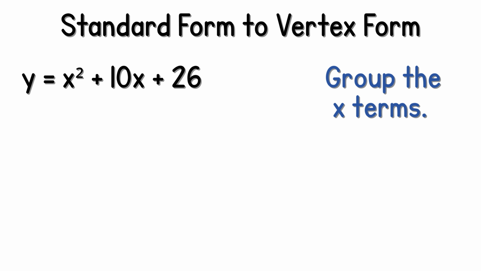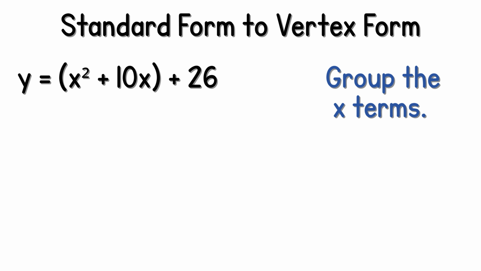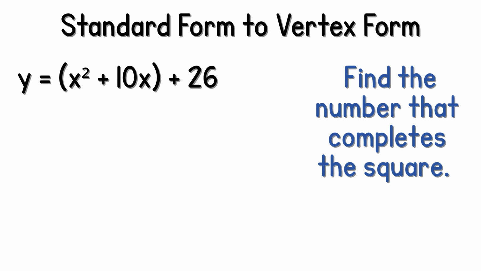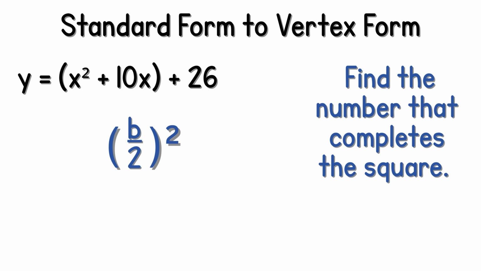Let's look at how to convert standard form to vertex form. If we have the equation y equals x squared plus 10x plus 26, which is in standard form, we're going to start by grouping the x terms. So we'll just put parentheses around those x terms. Now we're going to find the number that completes the square. So we're going to take our formula of (b divided by 2) squared and replace b with 10. 10 divided by 2 gives us 5, and 5 squared gives us 25.